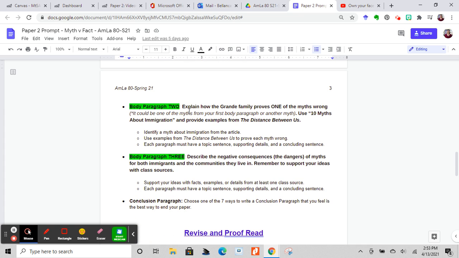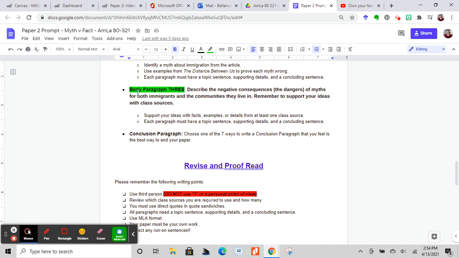Okay, second body paragraph. You're going to be writing about our book, The Distance Between Us. So you want to explain how the Grande family proves one of these myths wrong. It is okay to choose one of the myths from your first body paragraph, or you are welcome to write about another myth. So you're going to use the 10 myths about immigration and The Distance Between Us in paragraph 2.